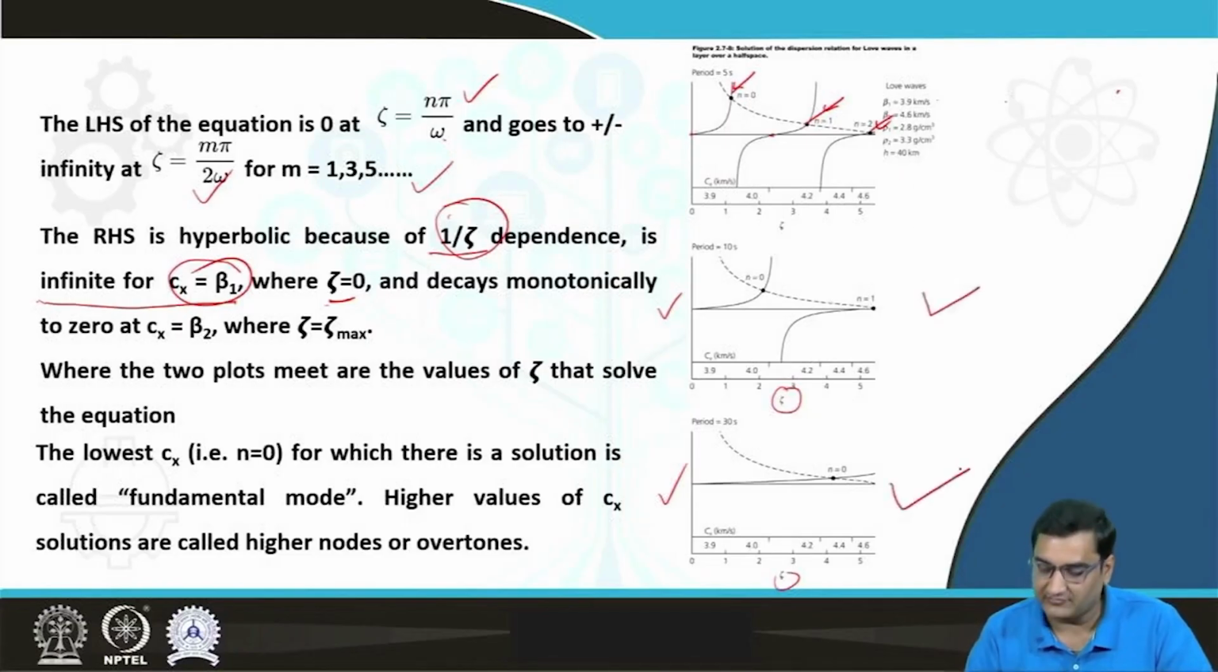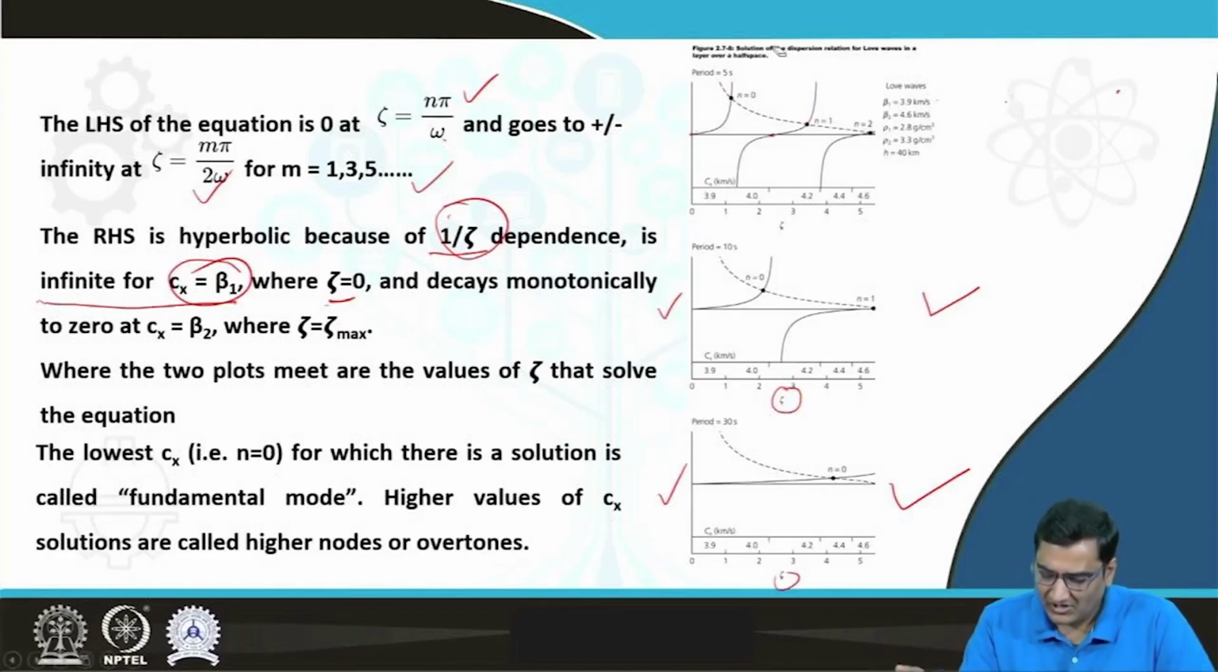Likewise, you can see this phenomenon happening in all the curves associated with period 10 and period 30 also, right? So what you can observe here is the first intersection, the minimum horizontal velocity at which the intersection is happening, known as n is equal to 0. The lowest value of Cx for which there is a solution is called the fundamental mode, and the higher modes are represented by the solutions at n is equal to 1 and n is equal to 2.